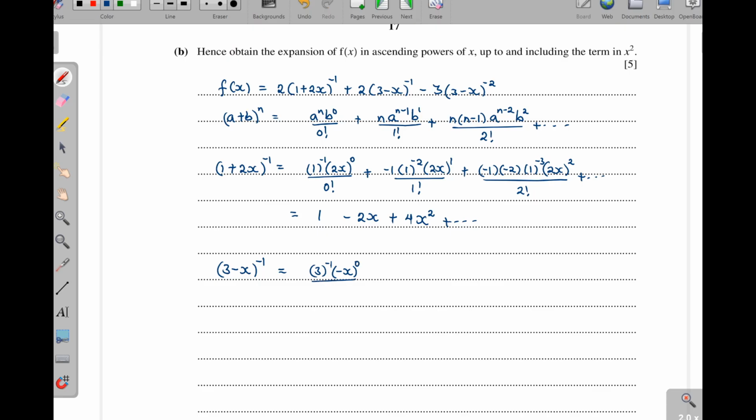Then 0 out of 0 factorial, then plus, drop this power, we shall have negative 1, then 3 power, this will be negative 2, then negative x here, power now 1 out of 1 factorial, then drop this 2 down here, so we shall have negative 1 times negative 2, then we have a 3 here, now will be power negative 3, and then negative x here will be squared, then you divide by 2 factorial. Do you see that negative 3 plus 2 will also give you negative 1, just as these ones added.